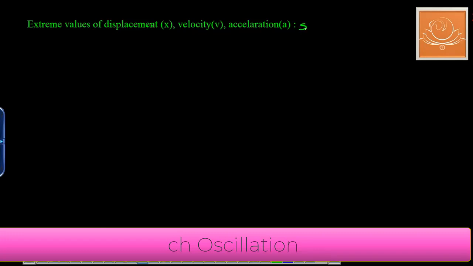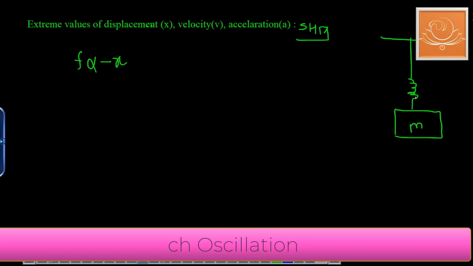Now before this, just revise the simple harmonic motion. In simple harmonic motion, the force acting on the particle is directly proportional to displacement and directed in the opposite direction to the displacement. Now let us consider a simple example in which a block of mass m is hanged with a spring. When it oscillates about these two positions, this is the first extreme position and this is the second extreme position.